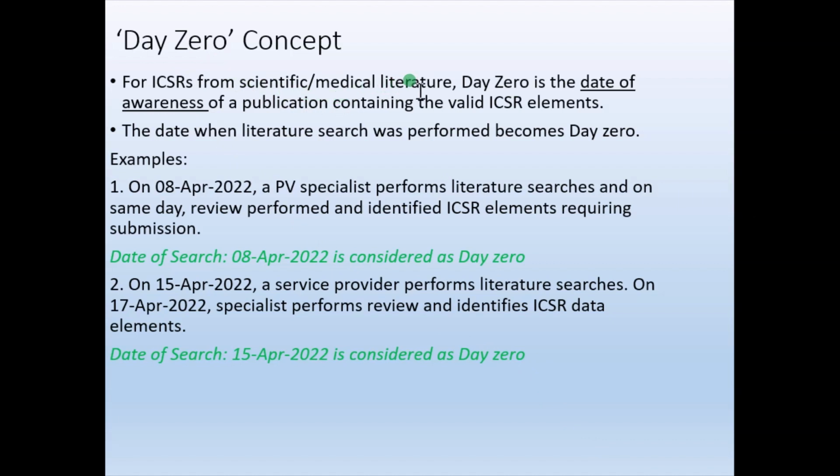If an ICSR originates from a literature article, day 0 is the date of awareness of a publication containing the valid ICSR elements. Ideally, the date when the literature search was performed becomes day 0 for that particular ICSR. For example, on April 8, 2022, a PV specialist performed a literature search and on the same day, a review was performed and identified ICSR elements requiring submission. In this scenario, April 8 is the date of search which becomes day 0 for the ICSR identified in the article.